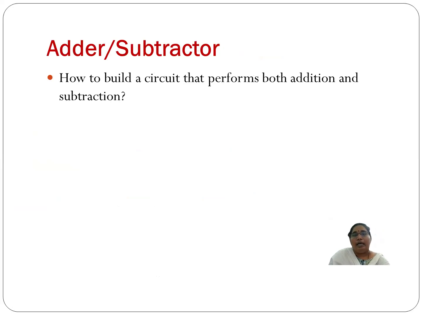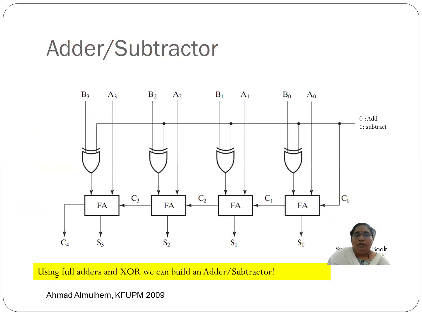Now, how to design an adder subtractor, a same circuit that performs both the functions? By doing a simple modification to the same circuit, we can use it as an adder and subtractor with a mode control input. Now let us see this circuit. This is the adder subtractor circuit. If you observe, the same ripple carry adder is there.